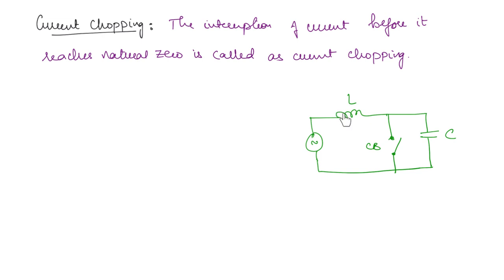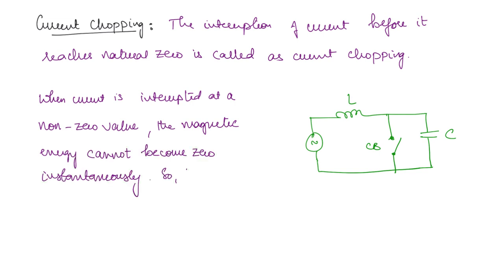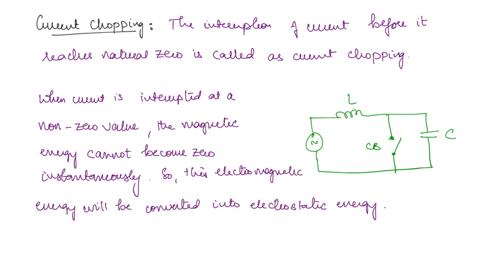So what is going to happen? This magnetic energy is going to get converted into electrostatic energy, which will then be stored across the capacitor. So a voltage will be developed across the capacitor, right? Because what is the energy stored in a capacitor? Half CV square. Okay. So voltage will be developed. So first you write down, when current is interrupted at a non-zero value, the magnetic energy cannot instantaneously become zero. So this electromagnetic energy will be converted to electrostatic energy, meaning that now voltage will develop across the capacitor. And here also you have to remember that the voltage across the capacitor also cannot change instantaneously, right? So it will slowly develop.